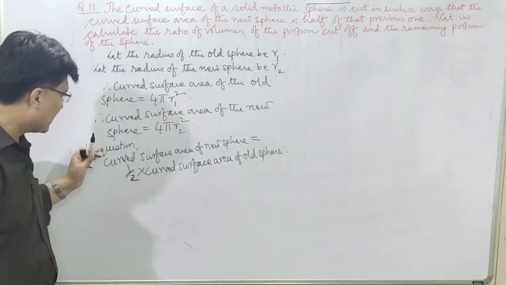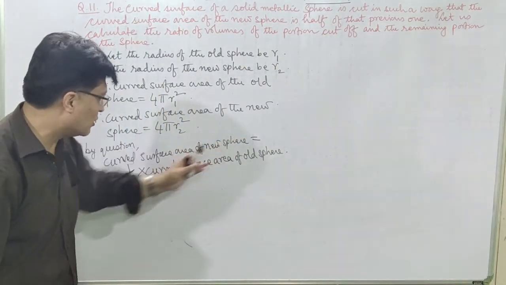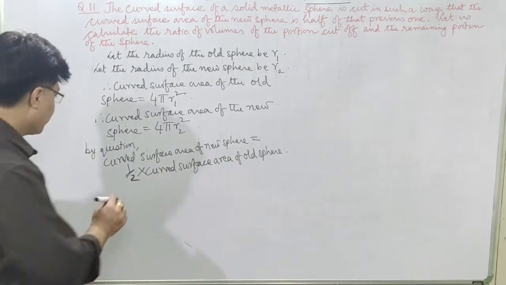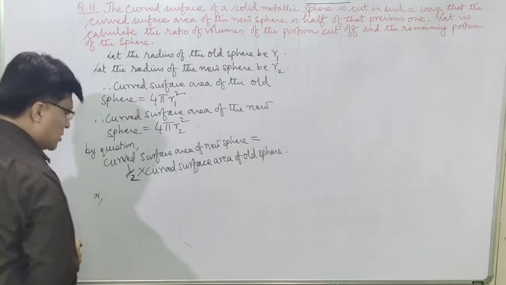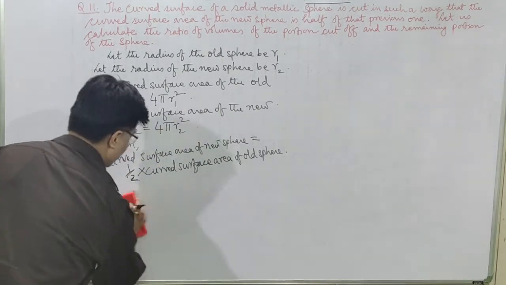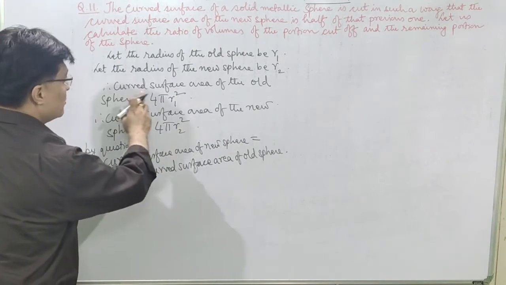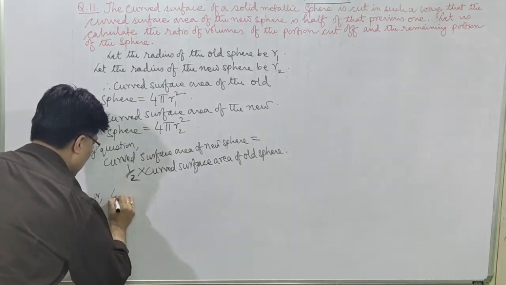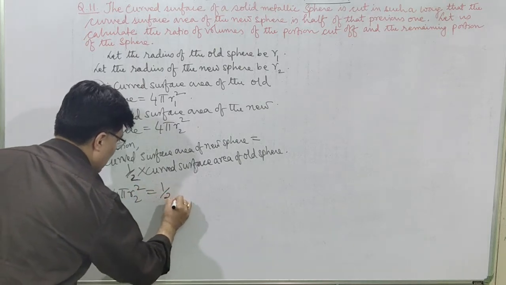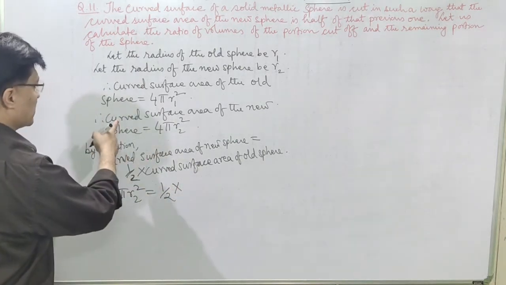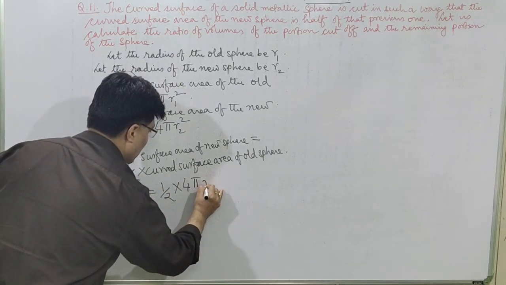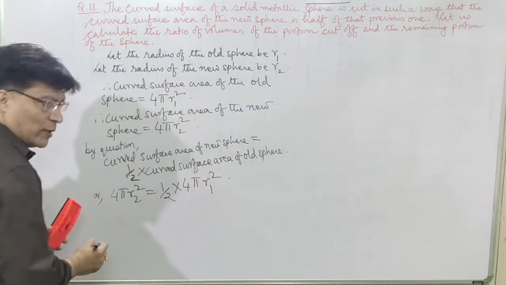That means by the question, the curved surface area of the new sphere is equal to half into the curved surface area of the old sphere. So what is the curved surface area of the new sphere? It is 4 pi R2 square. This is equal to half into the curved surface area of the old sphere, that is 4 pi R1 square.